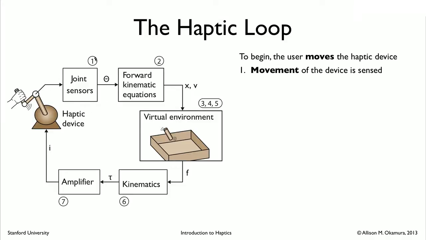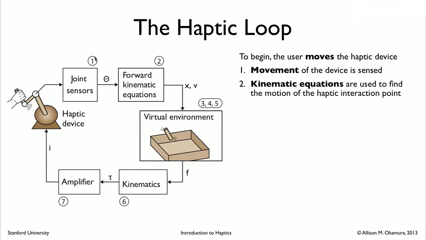And there will be joint sensors on the device which will record that movement. Now, those joint sensors, if you have a high degree of freedom haptic device, there may be many of them, but on your hap kit there's only one, and this is the Magneto-Resistive Sensor, which is on the actuator of your hap kit. So this records the motion of that joint, and then the forward kinematic equations are used to determine what is the motion of the haptic interaction point.